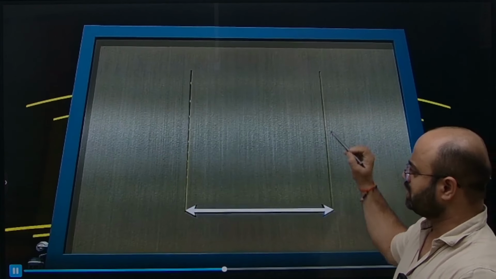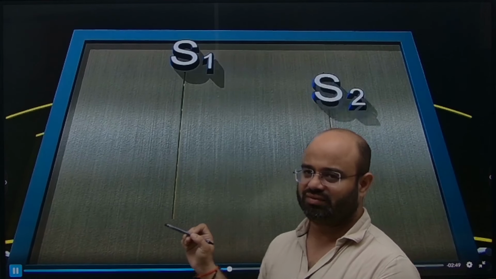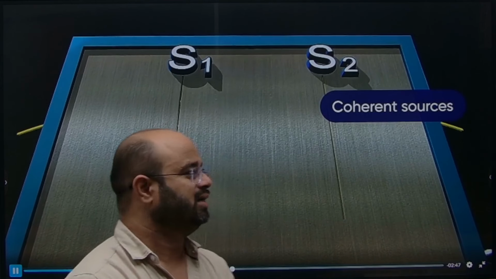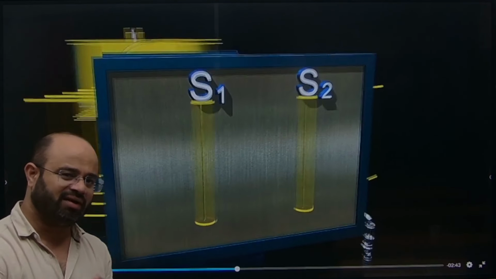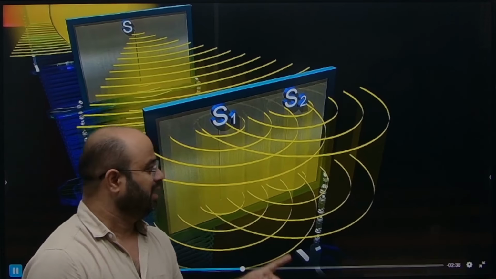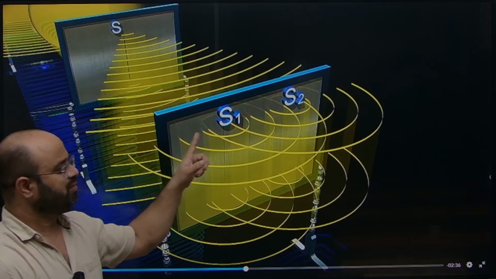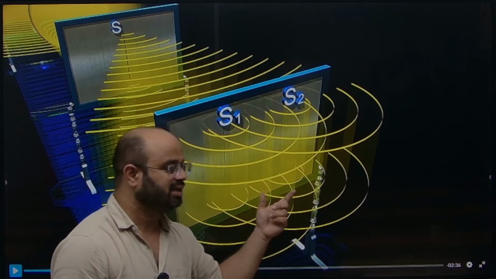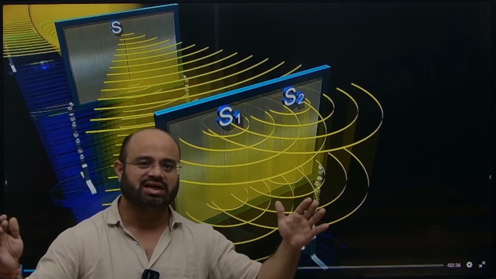From the light source, light passes through two small slits, which are very thin, small cuts. It's called a slit. They act as coherent sources. Coherent source means having the same frequency and a phase difference that remains constant. When light comes out from these sources, they are of the same frequency, same wavelength. They will have some phase difference, but that phase difference remains constant with time.